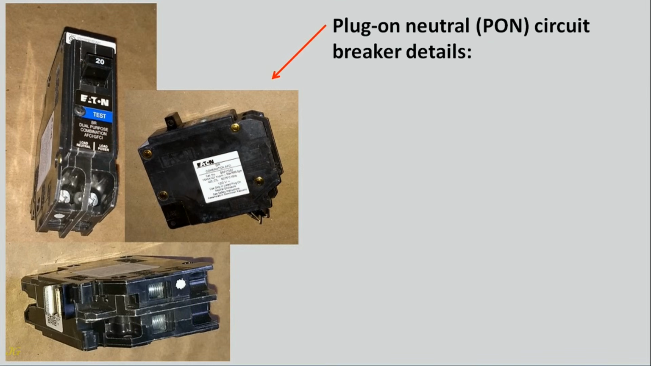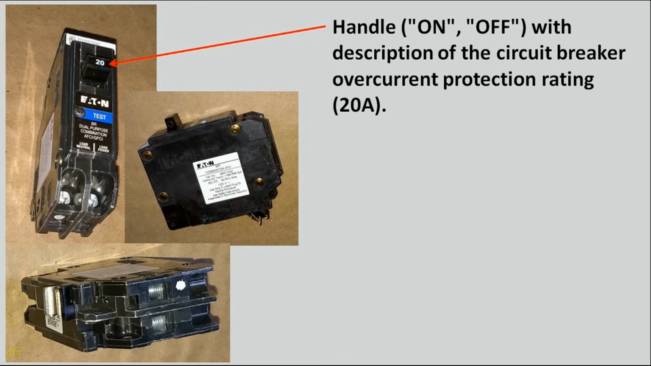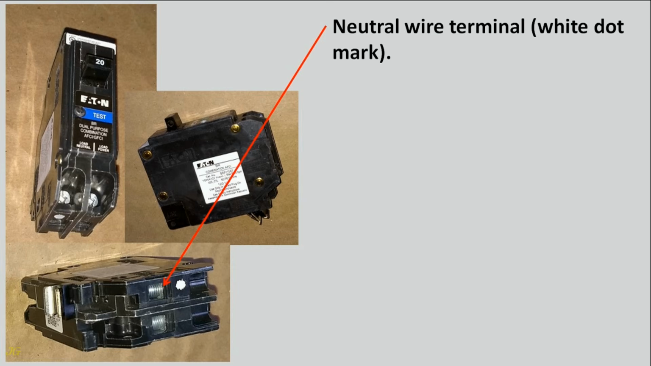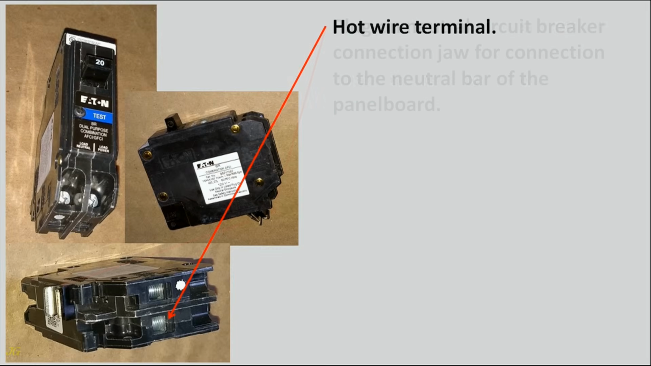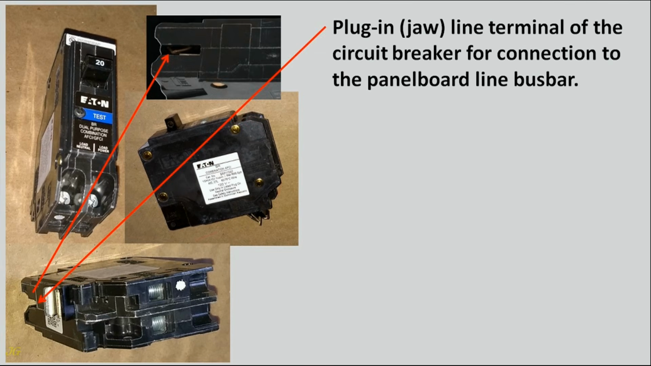Plug-on neutral, PON, circuit breaker details. Handle, on, off, with description of the circuit breaker overcurrent protection rating, 20 amps. Test button with circuit breaker status indicator, cause of tripping. Neutral wire terminal, white dot mark. Hot wire terminal. Plug-on neutral circuit breaker connection jaw for connection to the neutral bar of the panel board. Plug-in jaw, line terminal of the circuit breaker for connection to the panel board line bus bar.